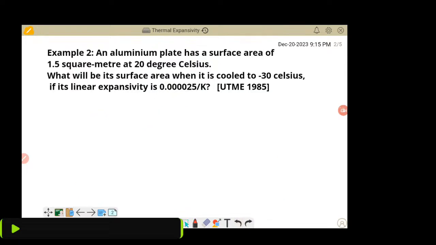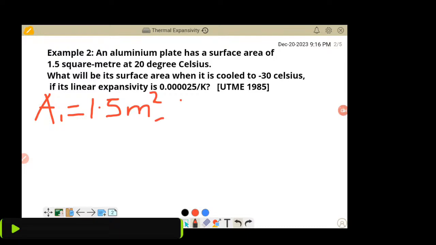Let's consider another example. This one is talking about area expansivity, that is when an object expands in 2 dimensions. Now the question says an aluminum plate has a surface area of 1.5 square meter. That is the original area equal to 1.5 meters square. That's the meaning of our square meter.